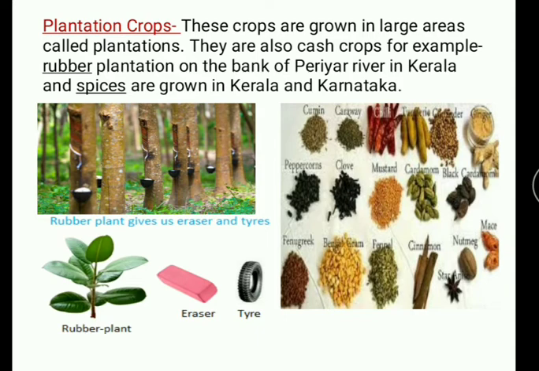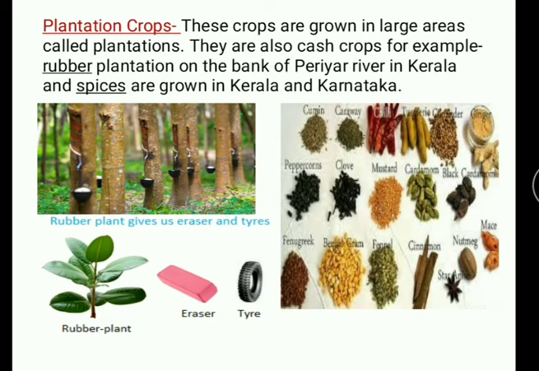Plantation means these crops are grown in large areas called plantations. They are also cash crops. For example, rubber plantation on the banks of Periyar river in Kerala, and spices are grown in Kerala and Karnataka. Now, I'll first start with the rubber. Now, you can see the rubber plant.